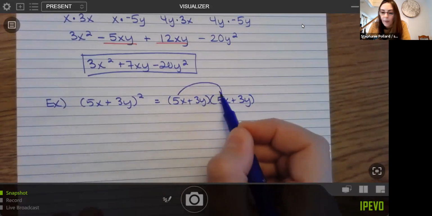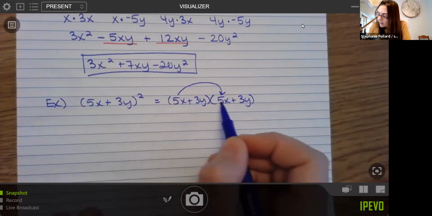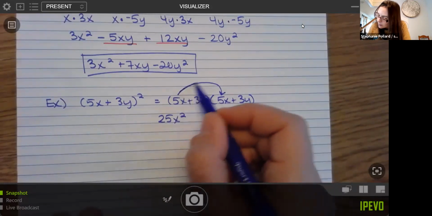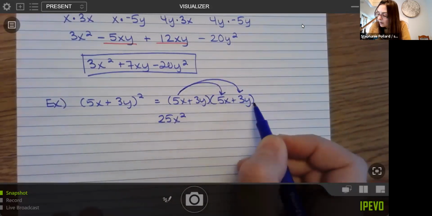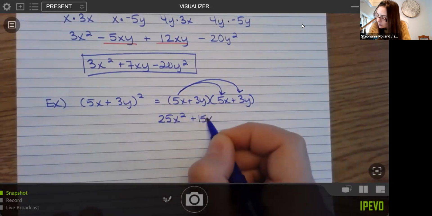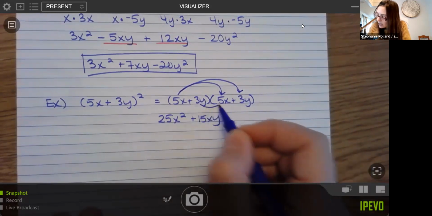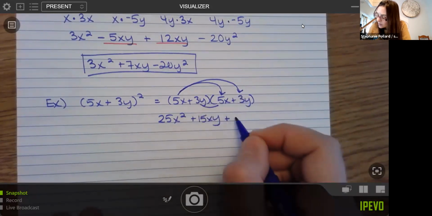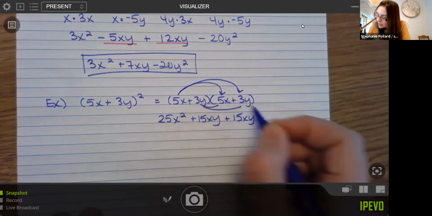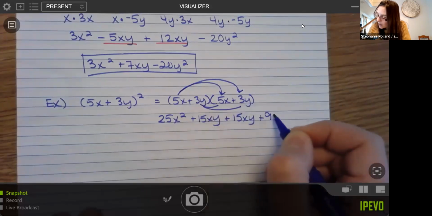Here, we'll just do this one more mentally. So 5x times 5x, that would be 25x squared. 5x times 3y. 5 times 3 is 15, and then you have an x and a y. On the inside, 3y times 5x. Again, 5 times 3 is 15, and then I have a y and an x. And then at the end, 3 times 3 is 9, y times y is y squared.